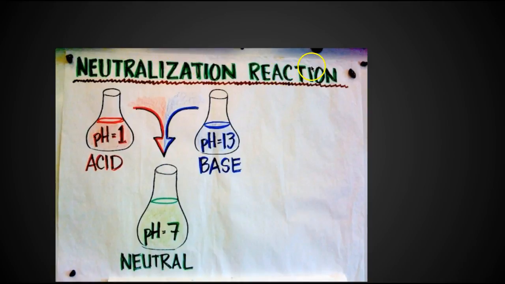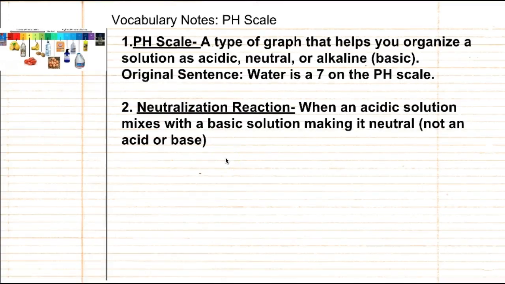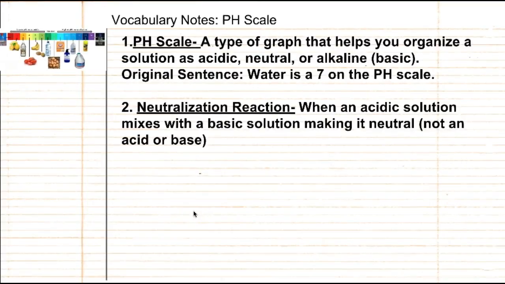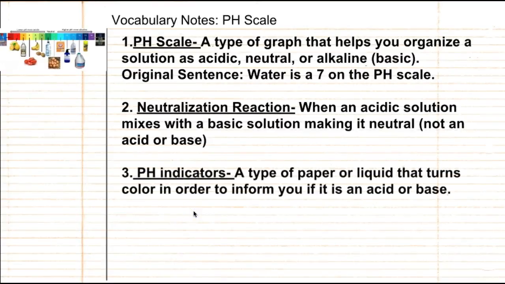So the neutralization reaction is, let's say, pH 1, which is a really strong acid, with pH 13, which is a strong base. When you mix them together, you get a more neutral solution. So neutralization kind of cancels each other out. Okay, draw that picture I just showed you right here for number two. If you need to see it again, rewind the video. Don't forget the original sentence for number two. Okay, moving on to three. If you need another minute, go ahead and pause it. If not, moving on. For number three, write a pH indicator.